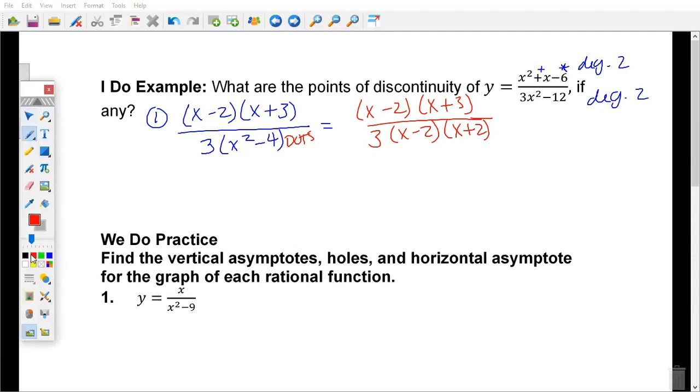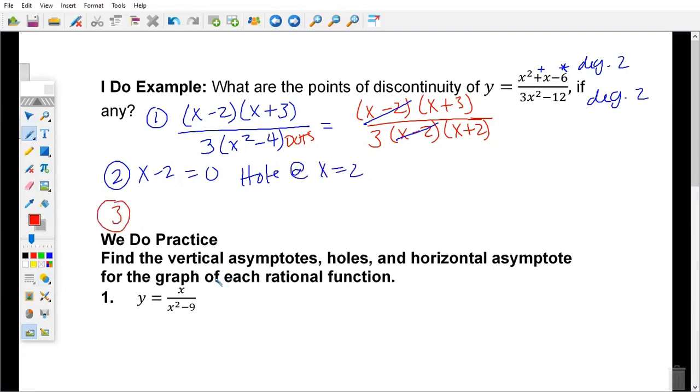So we're fully factored. Okay, step 2. Is there anything that can be removed? Yes. What can be removed? X - 2. So that tells me I have a what? A hole. And the hole is at 2. Good job.